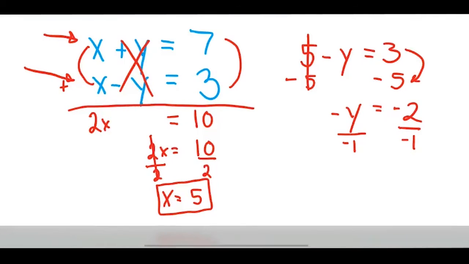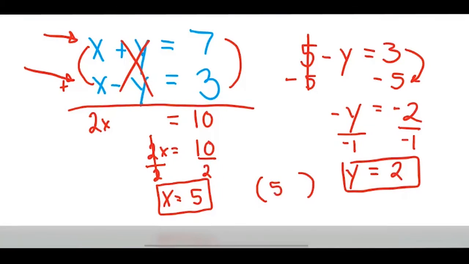So that will leave me y equals negative 2 divided by negative 1 is 2. So there's my y. I know x, I know y. So we write our answer in parentheses. We write it as the x first and then the y. So x is 5 and the y is 2. So the answer is (5, 2).